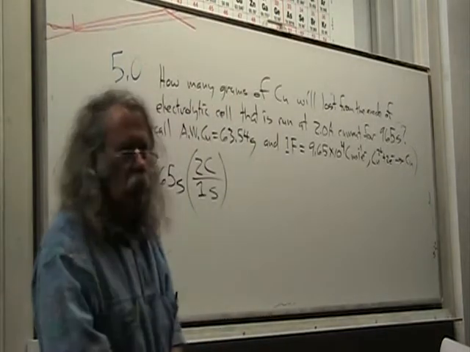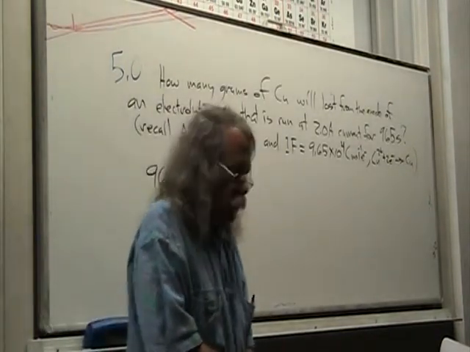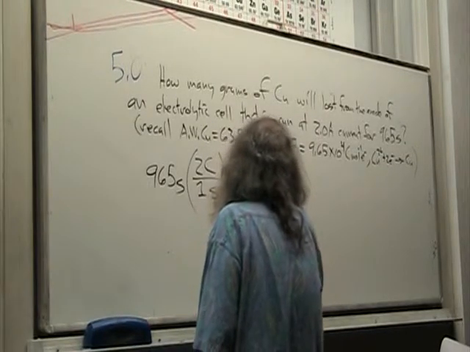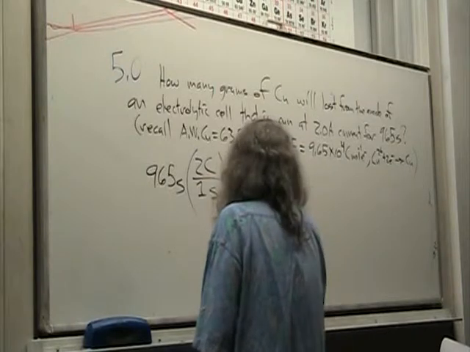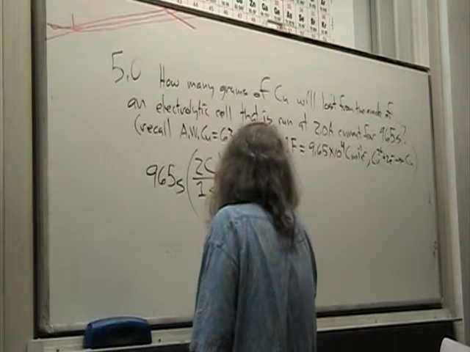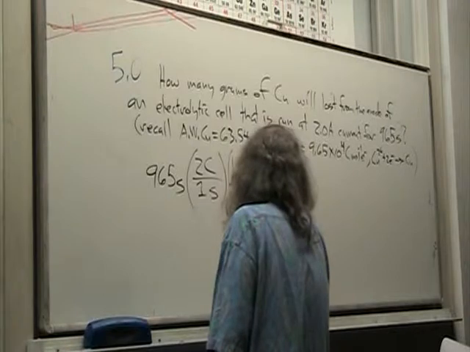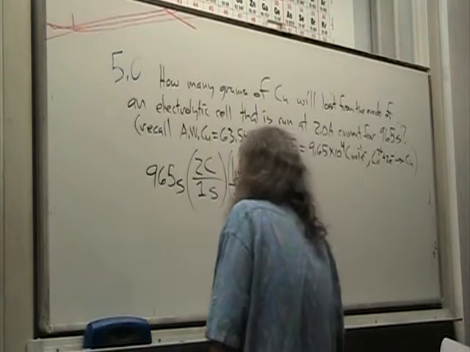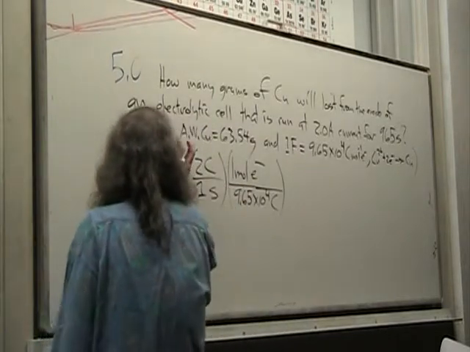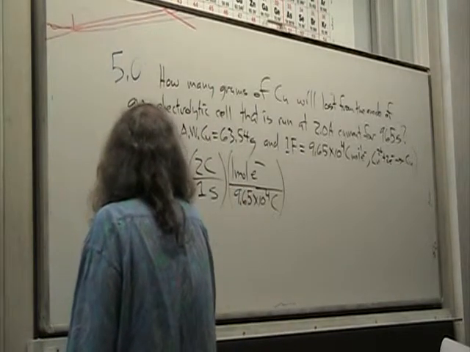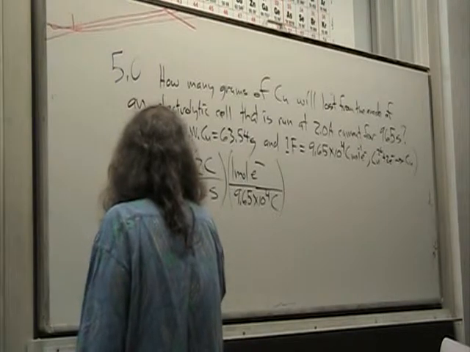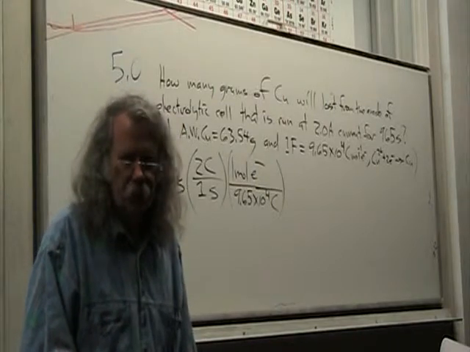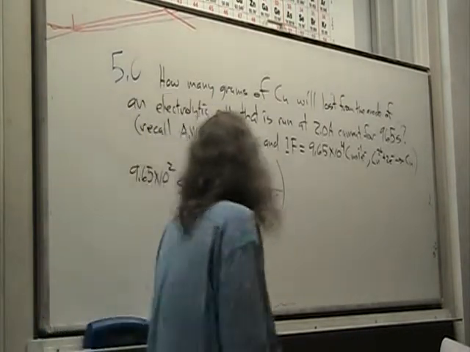I want to go from coulombs to what? Moles of electrons. So there is 1 mole of electrons for every 9.65 times 10 to the 4th coulombs. And now I'm going to go back and change this real fast into 9.65 times 10 squared to make this whole calculation easier. Okay? So now I'm in moles of electrons.